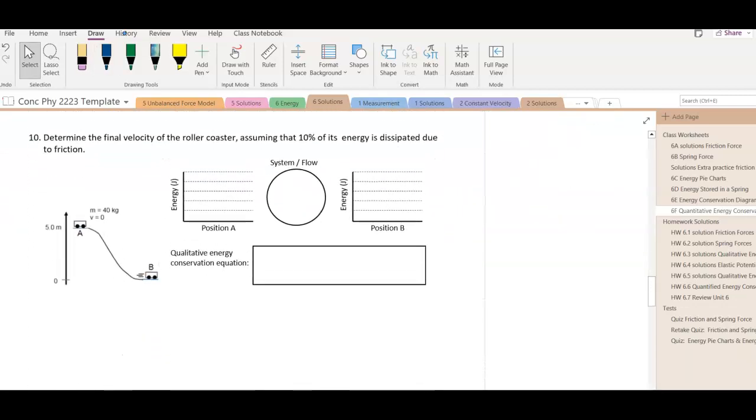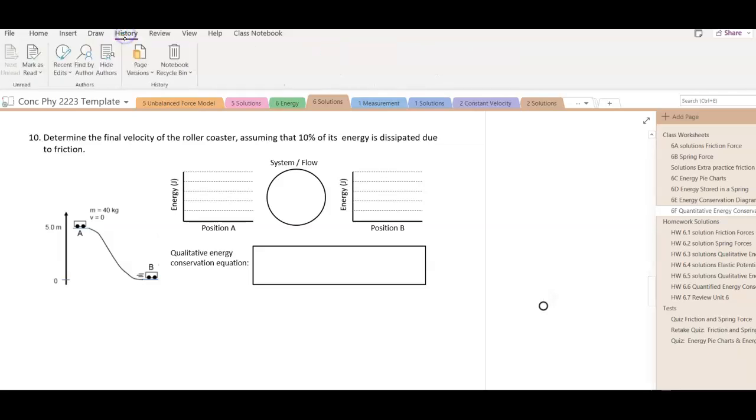Okay, let's do another one. Here we have a roller coaster, and it wants us to find the final velocity of the roller coaster. Okay, so let's see here. At position A, it is not moving. It's very high. At position B, it's fast. It's moving very quickly, and it's on the ground. It's gone down to a height of 0.